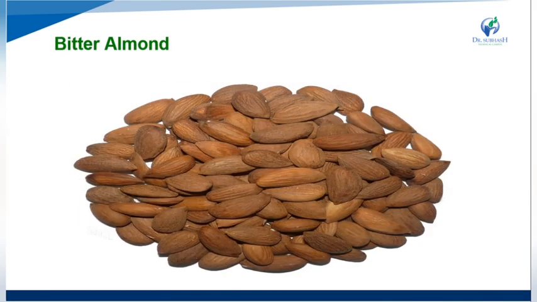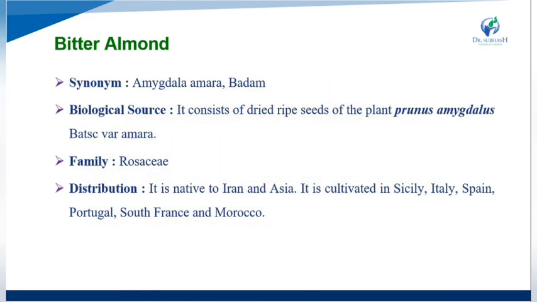Now we see the bitter almond, okay. This is the last example of glycosides, that is bitter almond. Bitter almond is included in the cyanogenetic glycosides. The synonyms are Amygdala amara and badam, also known as badam. These are the synonyms of bitter almond. The biological source is the dried ripe seeds of the plant Prunus amygdalus Batsch var. amara, okay. Then their family is the Rosaceae family.